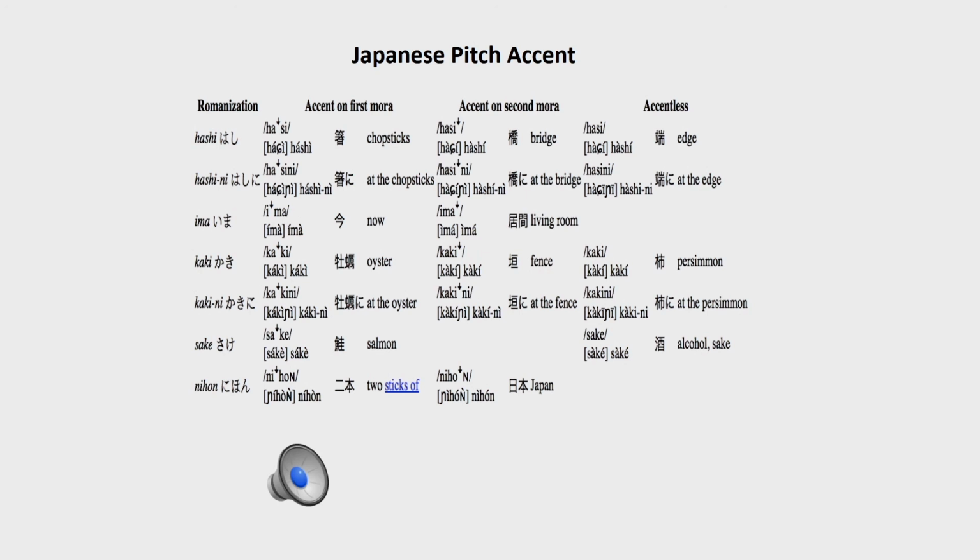These examples are meant to demonstrate Japanese pitch accent. Example 1. Hashi, meaning chopsticks with an accent on the first mora. Hashi, meaning bridge with an accent on the second mora. Hashi, meaning edge with no pitch accent. Compare. Hashi, hashi, hashi.